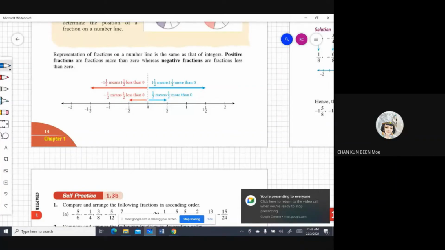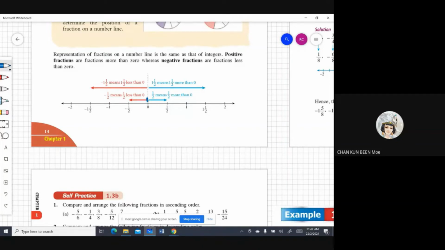Okay, you see the number line over here, right? It's very important. We always need to find out where is the zero. The number to the right of the zero, the fraction is always positive. So you can see this one is a half. Add another half to the right becomes 1. Plus half again is 1.5. Plus another half is 2.